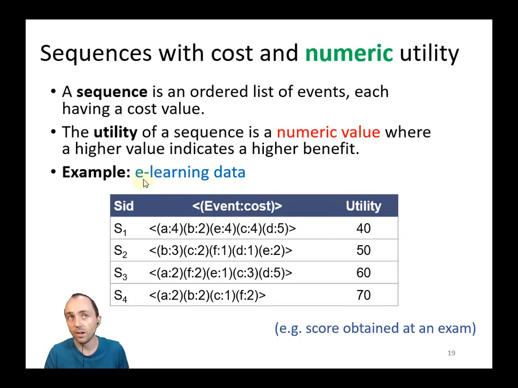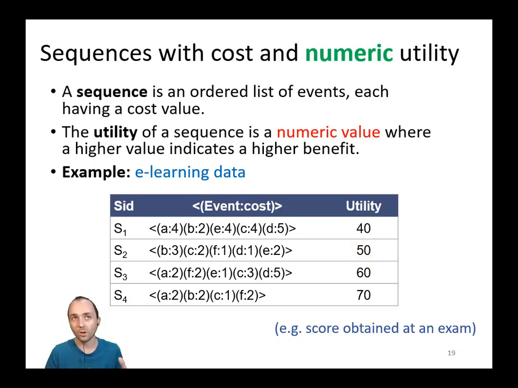Here we have, for example, some e-learning data. In the first sequence, a student does learning activity A and spends 4 hours, B and spends 2 hours, E 4 hours, C 4 hours, D 5 hours, and so on. And then the utility is the grade at the final exam, like 40%. So maybe this student has failed. Then in another sequence, another student does learning activity B for 3 hours and so on, but got 50% at the final exam, and so on.